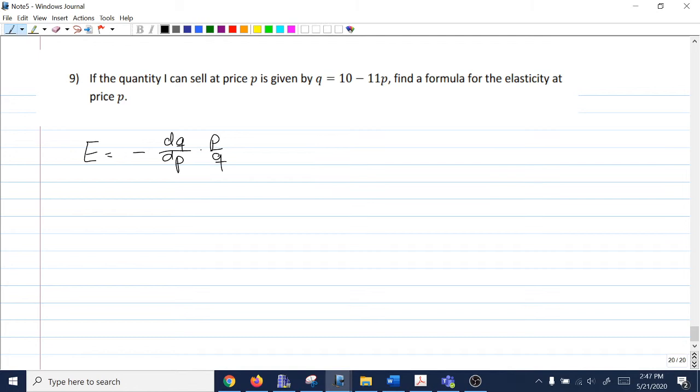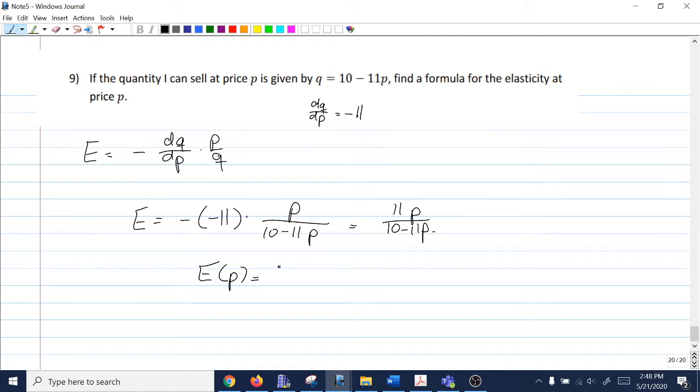What is dq/dp here? Q is this formula. The derivative of that function is negative 11. So elasticity becomes negative 11 times p over q, which is 10 minus 11p. I get 11p over 10 minus 11p. Cool. There's my formula. I guess I'll write it up nice.